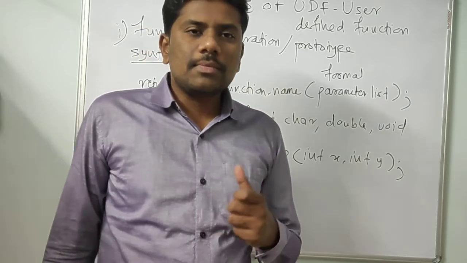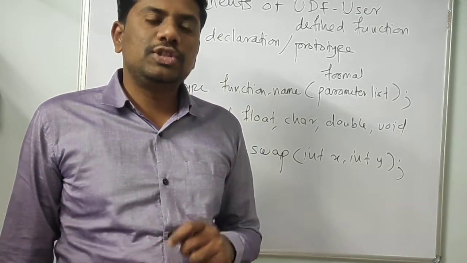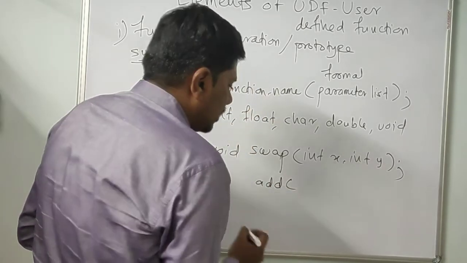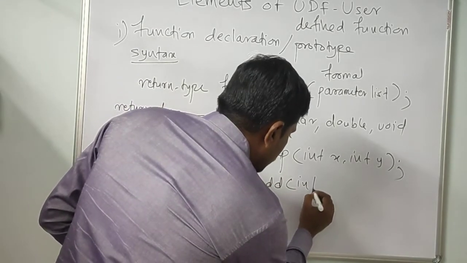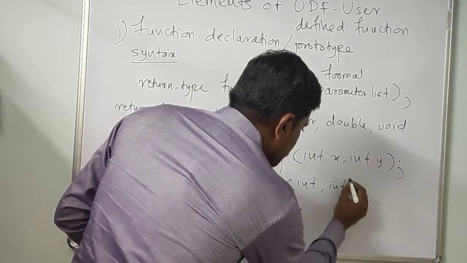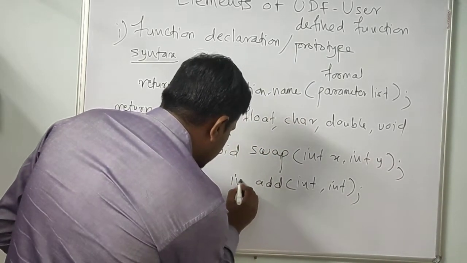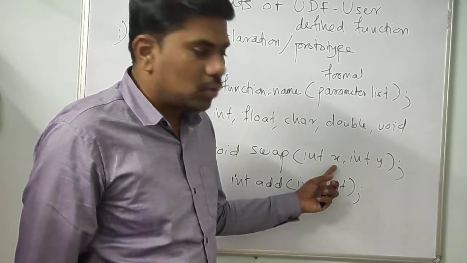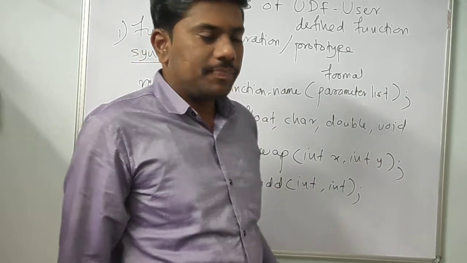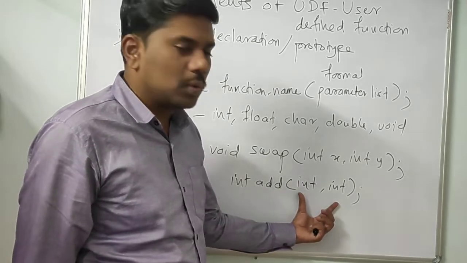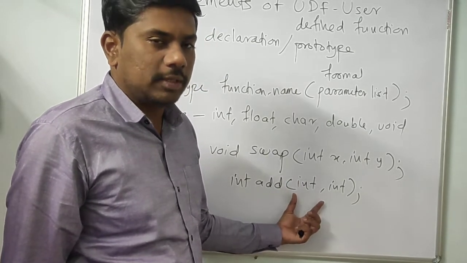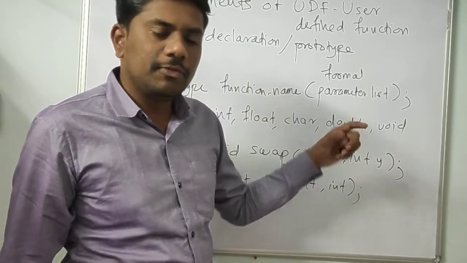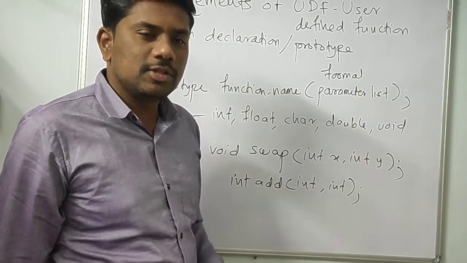Now suppose I want to calculate the addition of two numbers. So I can give add as the function name, and in this case I am returning an integer value. So this is also valid. We can also omit variable names in function declaration. We can give only the data type. This is also valid. It is not necessary that you give the variable names. If you give them, that is okay. If you don't give them, that is also okay.